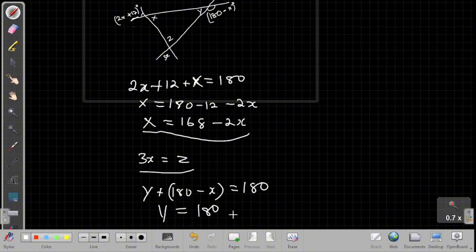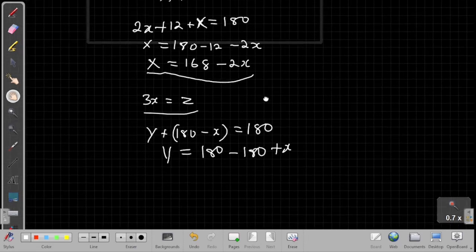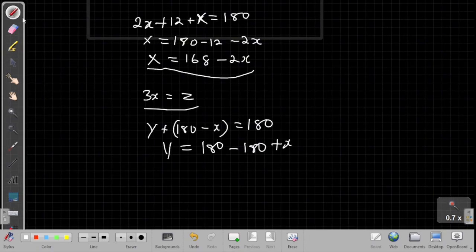By the time you open the bracket, 180 minus 180, then this becomes positive x. I hope we get that. So let's move this up. Now it means that y will now be, this 180 minus 180 is 0, so it means that we have x left. So y is equal to x, right?